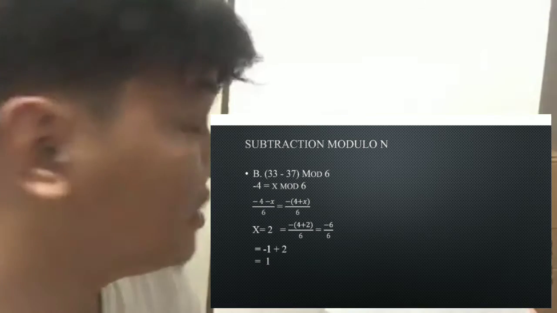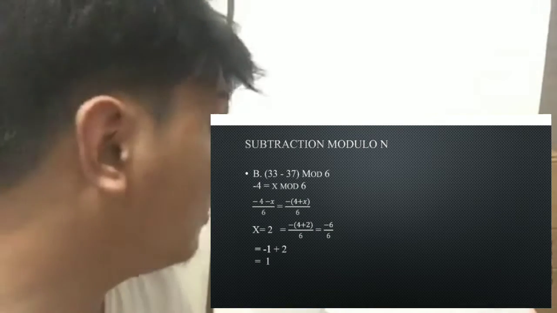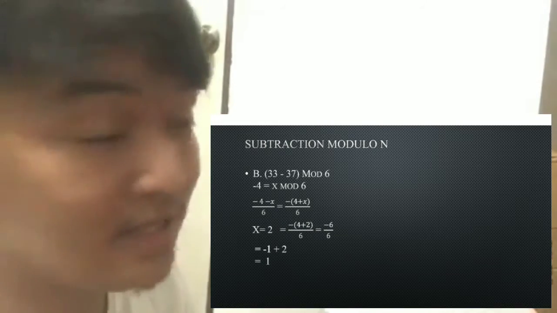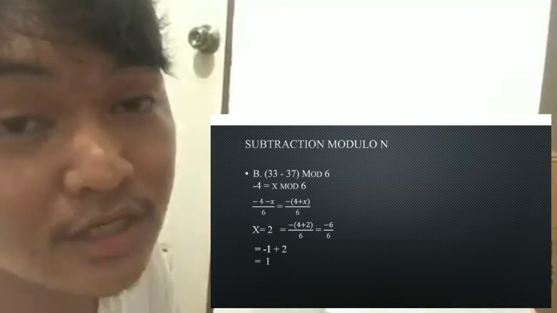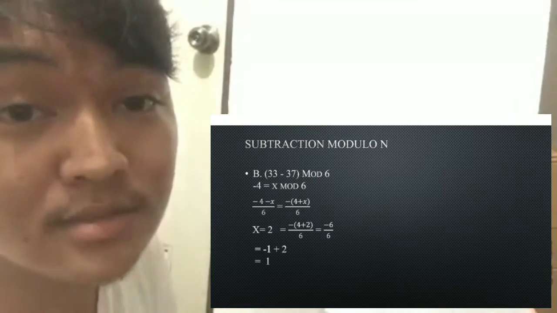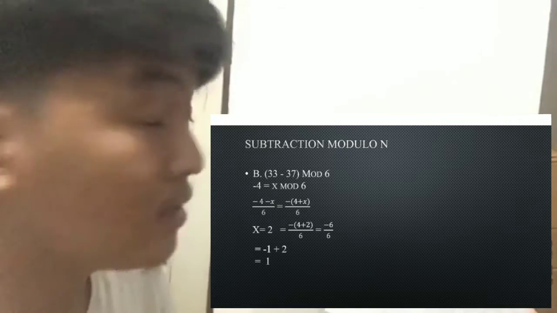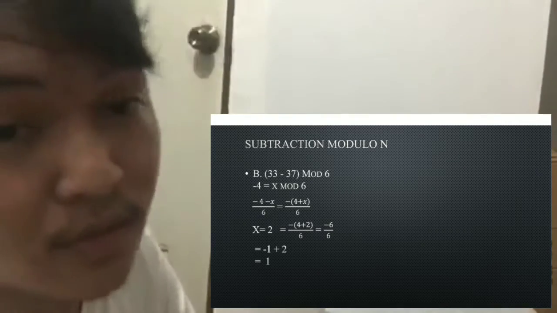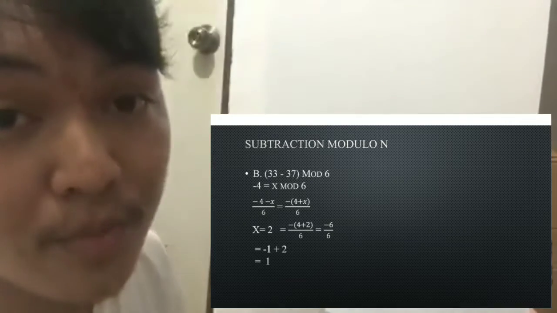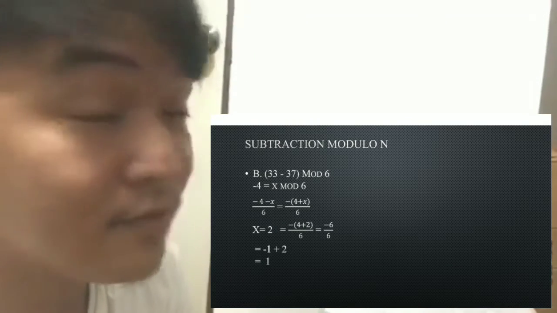For the second example, 33 minus 37 and the mode is 6. Since in this case our subtrahend is bigger than the minuend, the answer we'll get here is negative. So 33 minus 37 is equal to negative 4. Since we can't use the negative 4, because the answer here is always positive, we'll look for the x. So let's proceed. Negative 4 minus x over 6 is equal to negative (4 plus x) over 6.